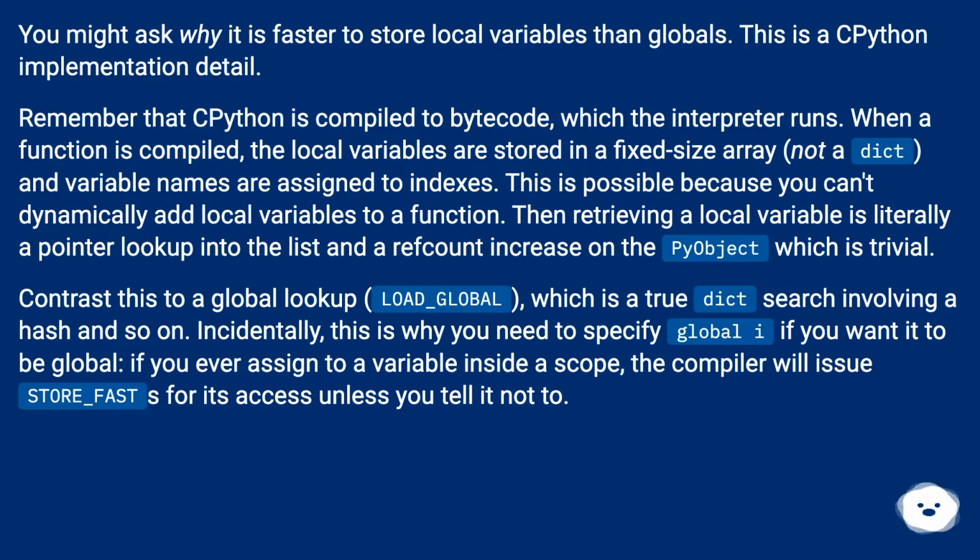This is possible because you can't dynamically add local variables to a function. Then retrieving a local variable is literally a pointer lookup into the list and a ref count increase on the PyObject, which is trivial. Contrast this to a global lookup, LOAD_GLOBAL, which is a true dict search involving a hash and so on. Incidentally, this is why you need to specify global i if you want it to be global. If you ever assign to a variable inside a scope, the compiler will issue STORE_FASTs for its access unless you tell it not to.